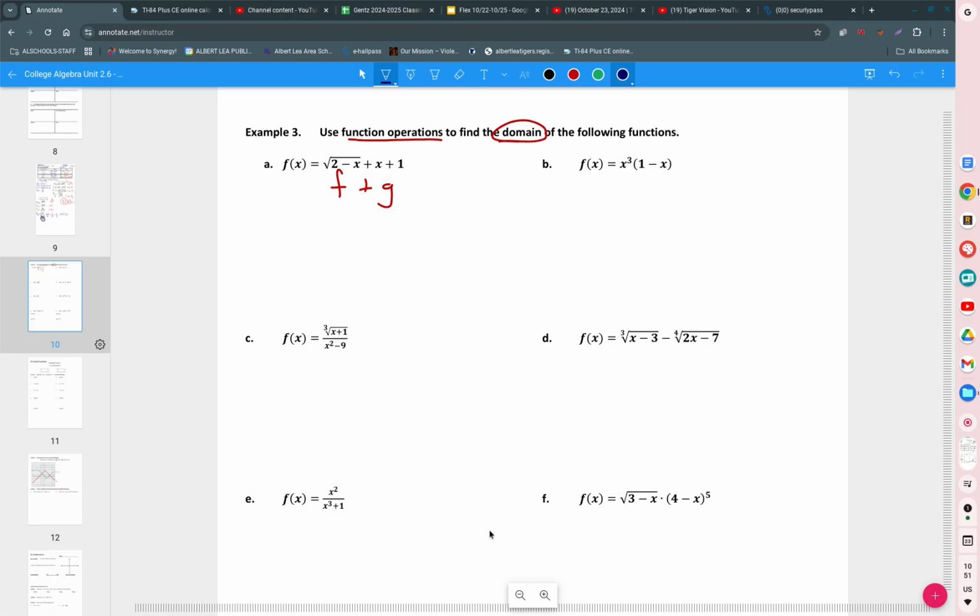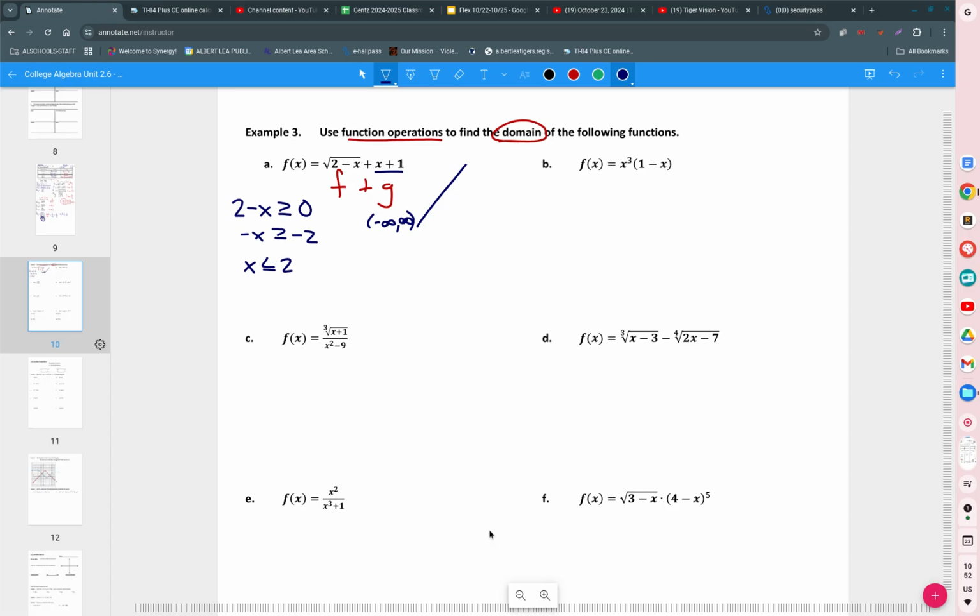X plus 1, that is just a line. And what's the domain of a line? Exactly, all real numbers, negative infinity to infinity. However, square roots have a restriction. When we have a square root, we have to say 2 minus x must be greater than or equal to 0. Every time you see a square root, you'll set it greater than or equal to 0. And then we need to solve that inequality. As I subtract the 2, I get a negative x greater or equal to negative 2. And I divide by my negative 1, x is less than or equal to positive 2.